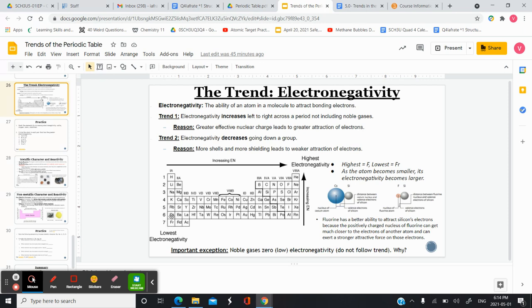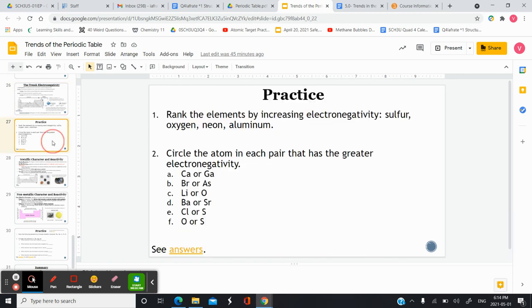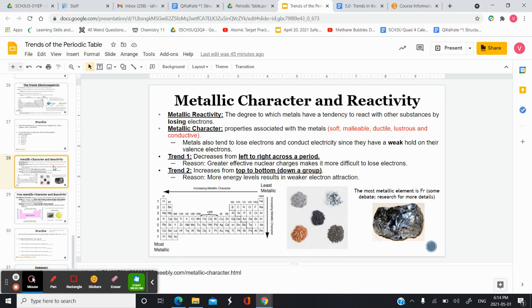There is some debate as to which is the most reactive and which is the most metallic, and I'll explain all that in the next video. There's a little bit of a debate between these two elements, and you can take a look at that with some independent reading on your own just to see what that debate is and why it exists. In the next video, we will take a look at metallic character and reactivity.